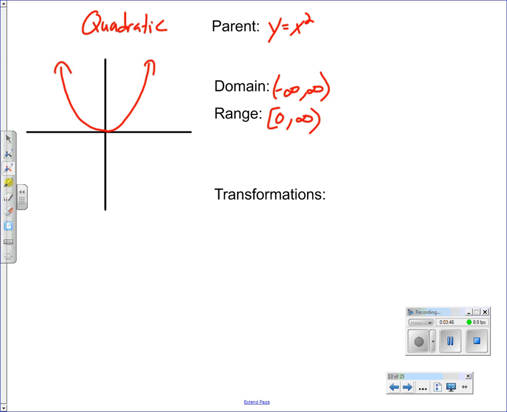We have transformations on a quadratic function. It's in what's called the vertex form. So that's a times x minus h squared plus k. So the squared, that's what makes it a quadratic function. So when we apply these transformations to the function, that will not change the domain. The domain for quadratic will always be all real numbers.